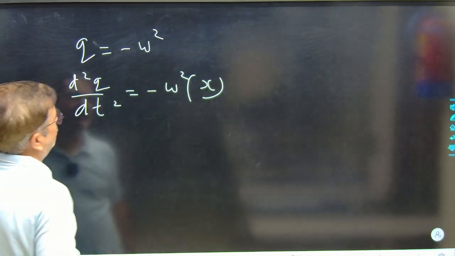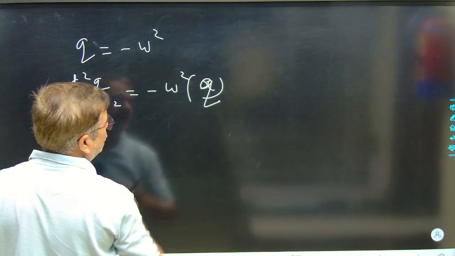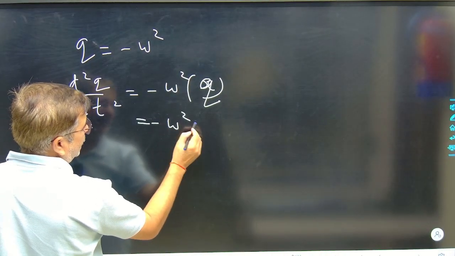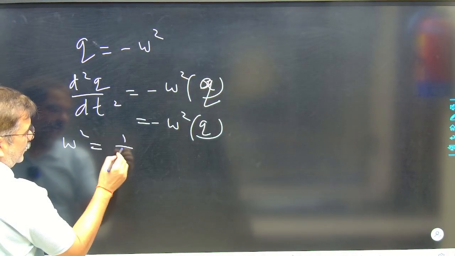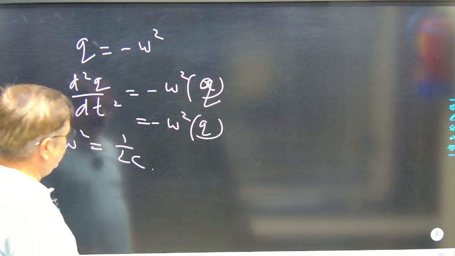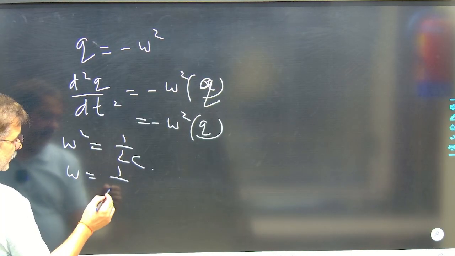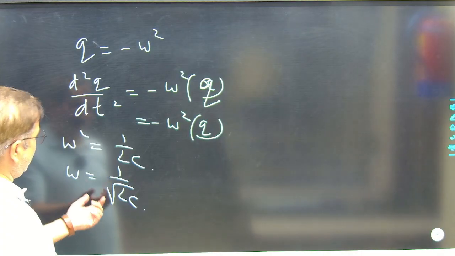This thing we have got, correct? d2q by dt square is minus omega square into q. This value we had, and this q term I can say minus omega square q we had, and the omega square term was 1 upon LC. This result also we are making. Omega square is 1 by LC and omega turned out to be 1 by under root of LC. Correct? This thing we have.